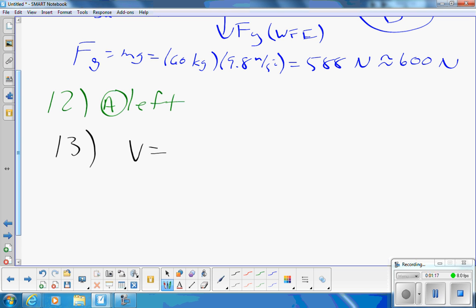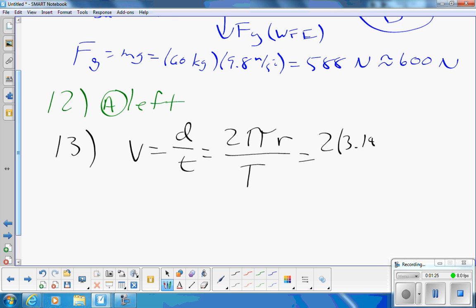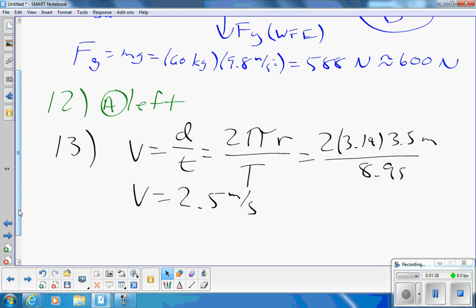Average speed is distance over time, or for something going in a circle, 2 pi r, which is circumference, divided by period. 2 times 3.14 times 3.5 meters, all divided by 8.9 seconds. Do the math, and you get a speed of 2.5 meters per second on that amusement park ride.